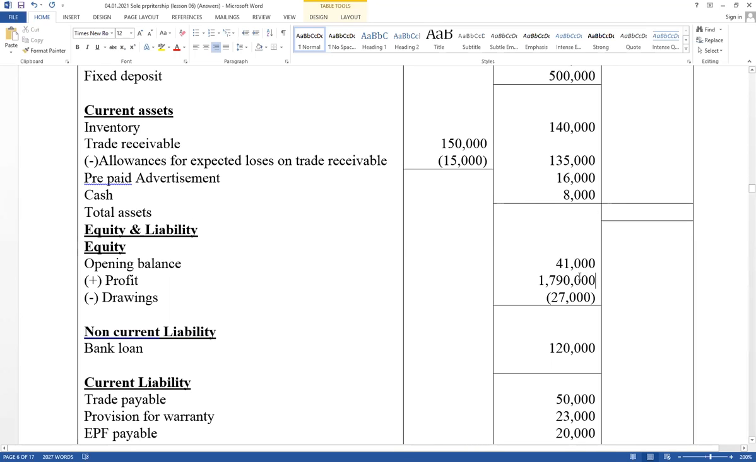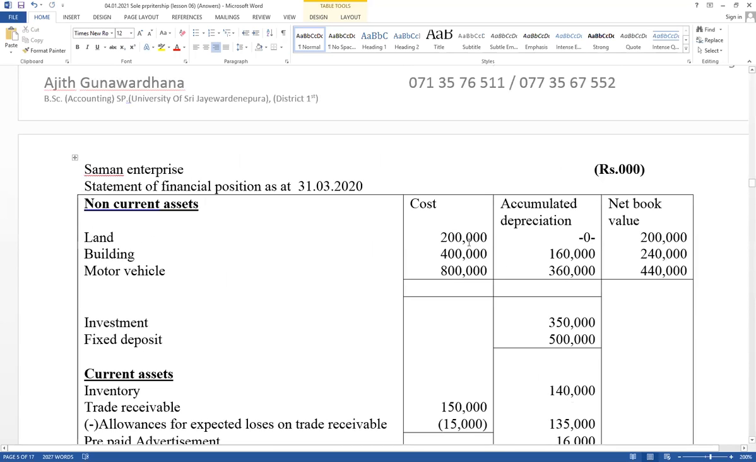Now complete the statement of financial position. On the asset side, first try to complete non-current assets. For cost, take the total value 1,400,000, and take accumulated depreciation total value 520,000. Then take the net book value total amount. It equals 880,000. If it is correct, this value should equal cost minus accumulated depreciation also.